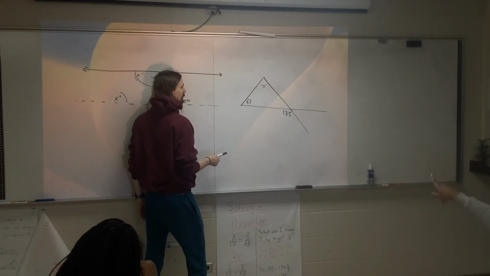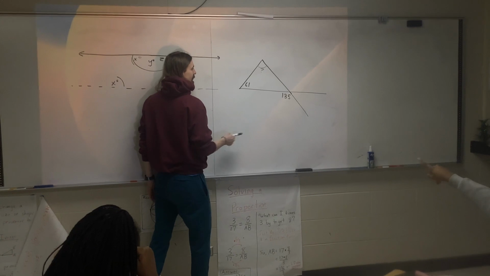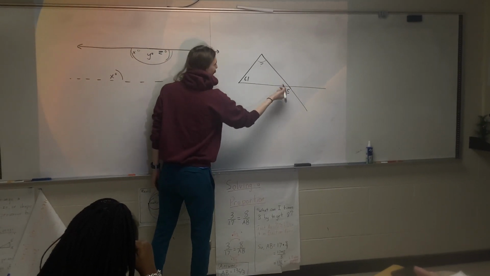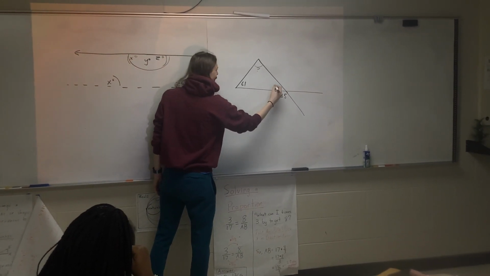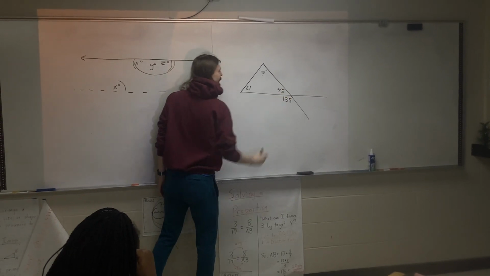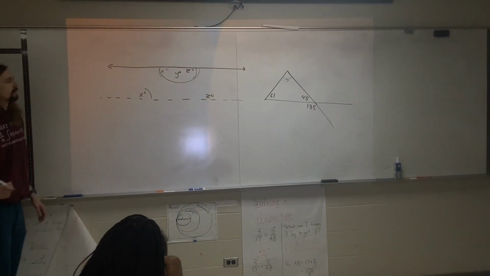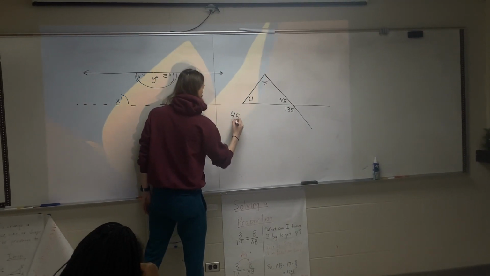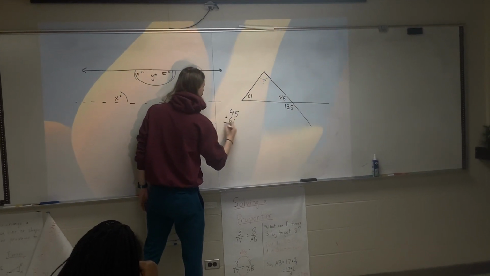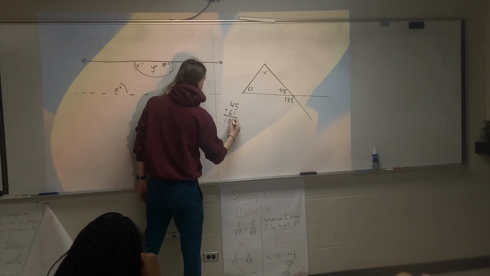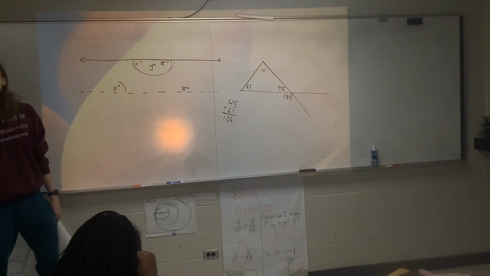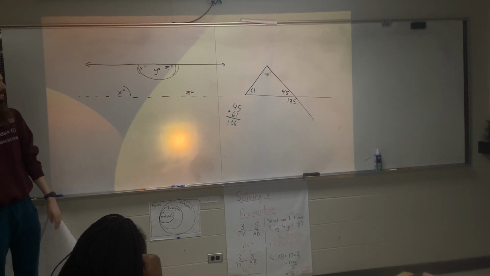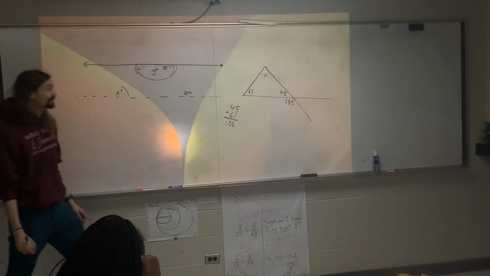That gives me this angle over here. And we don't have a label for it, so we'll say that one. 45. So that's 45 degrees. Yep. 45 plus 61 is 106. And then I subtracted 180 minus 106.